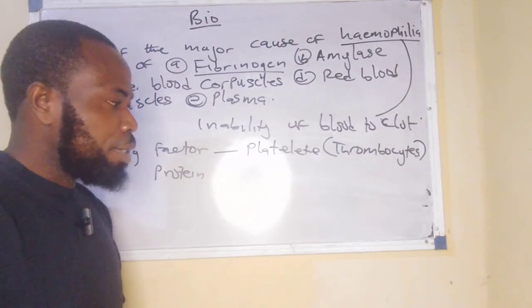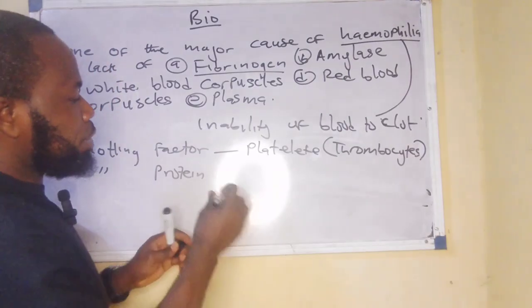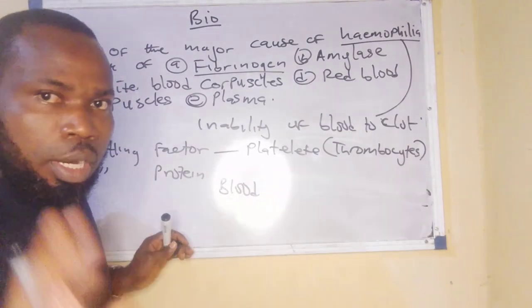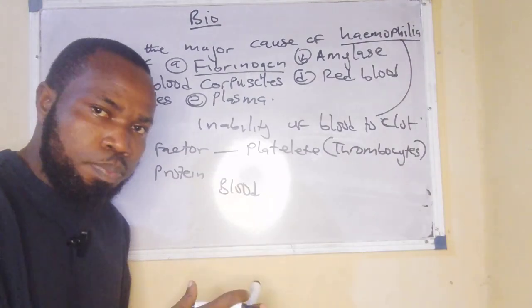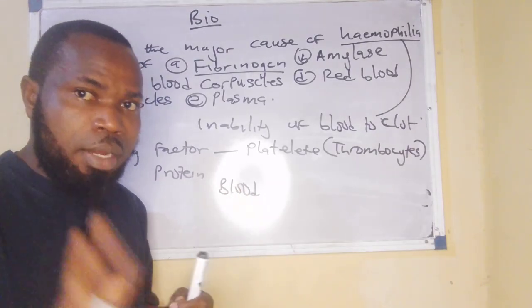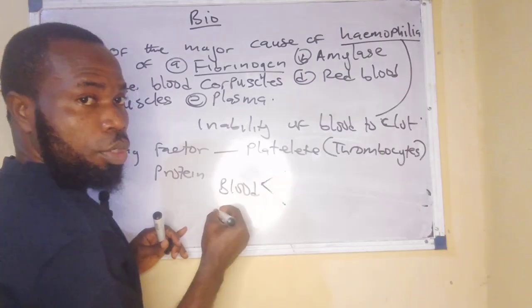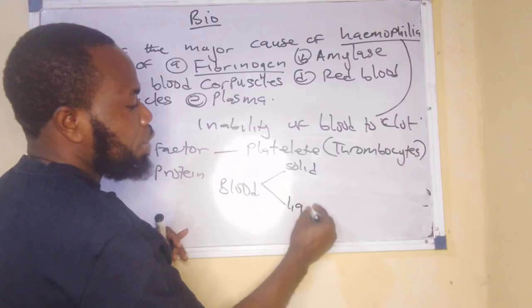So let me break it down step by step. We have blood. Blood is a connective tissue, so put at the back of your mind that blood is practically a tissue. Because blood is a tissue, definitely it should be made of cells. But hold that knowledge. This blood is made of two portions: the solid portion and the liquid portion.